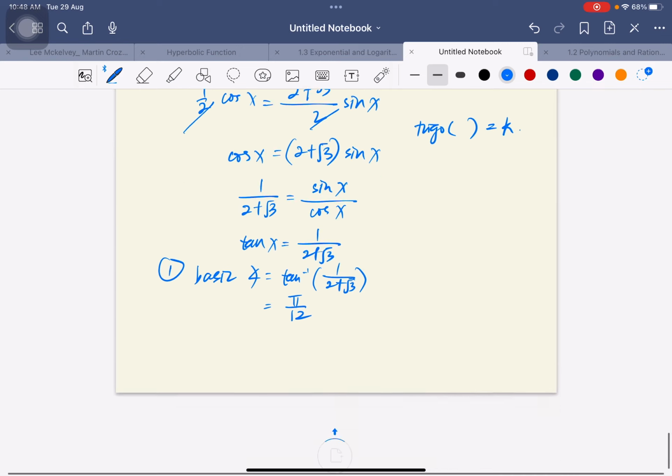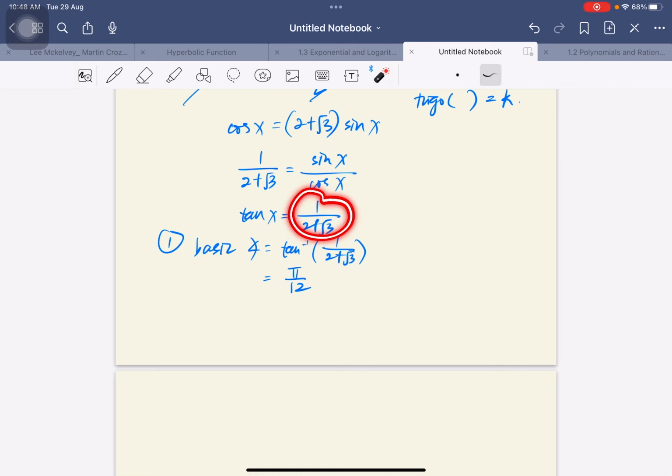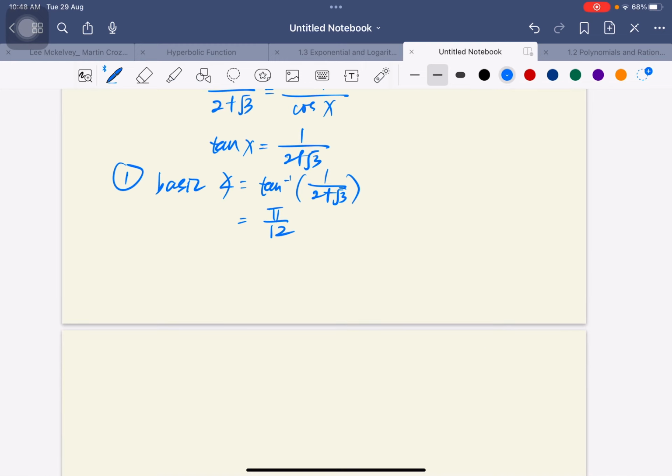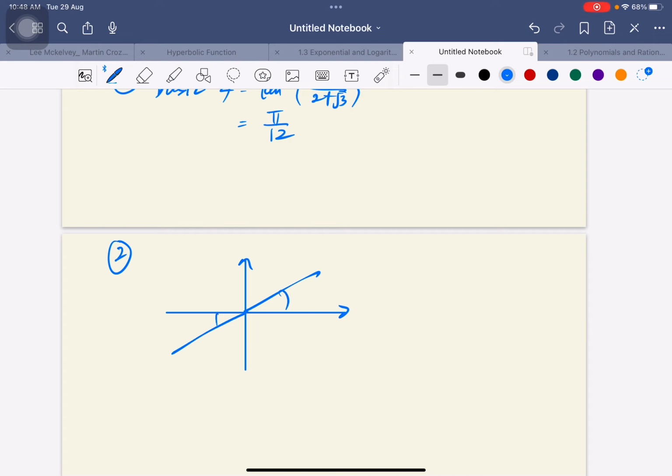Second, determine the quadrant. Since this is a positive constant, it means we are going to choose where it's in the positive region. Tangent positive will be at, obviously, the first quadrant and the third quadrant as well. So this is pi over 12 here and also pi over 12 here.